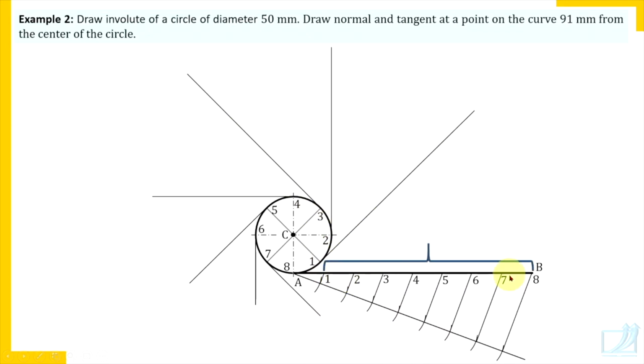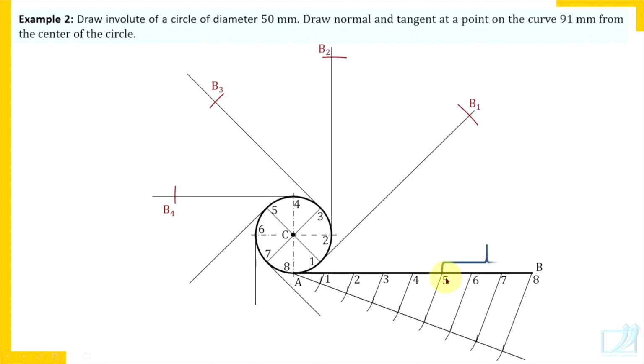So take distance 1b in compass, and from the first tangent get the first point B1. Then take the second distance 2b in compass, and from point 2 on the circle transfer it on the second tangent. Now take distance 3b in compass, and from this point 3 transfer that distance. Now take distance 4b in compass, and from the fourth point on the fourth tangent transfer that distance.